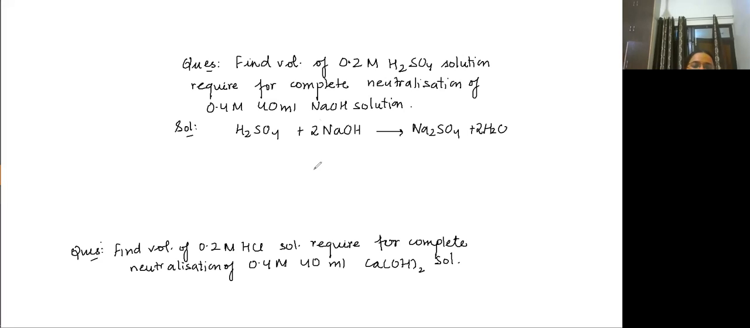Now how will you write down this equation in terms of mole? Moles of H2SO4 divided by 1 is equal to moles of NaOH divided by 2, because we need the stoichiometric coefficient. Good, Shreya. Any doubt in this step?